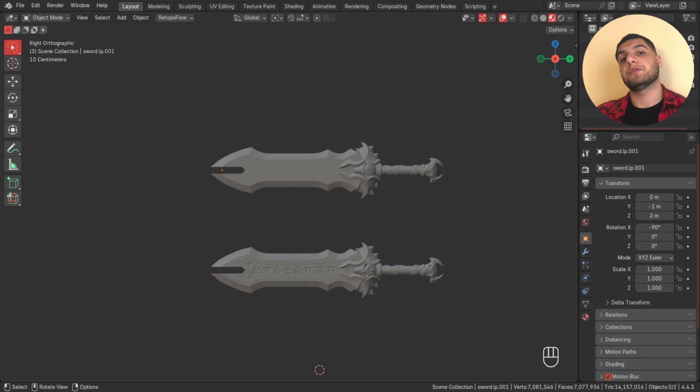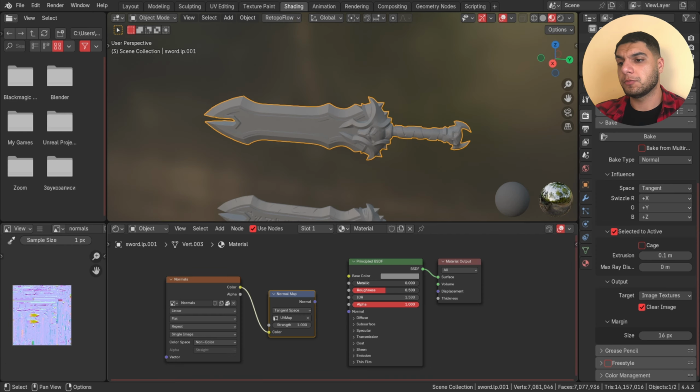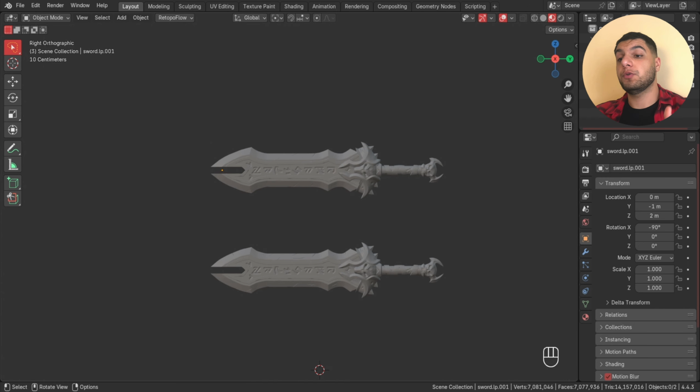How do we transfer the information from the high to the low one? The answer is baking. I already baked the textures, so all I'm gonna do is go into the shading tab and plug in the normal map to the BSDF. Boom! And now it looks so similar that there's barely any noticeable difference.